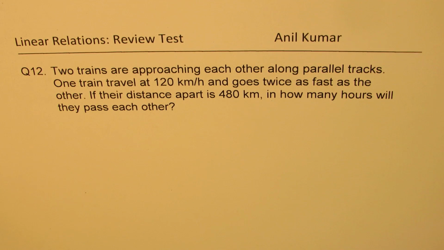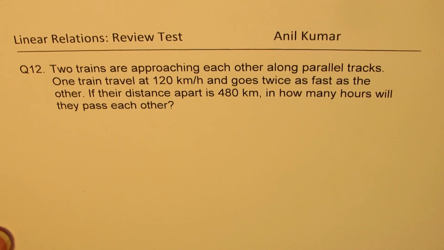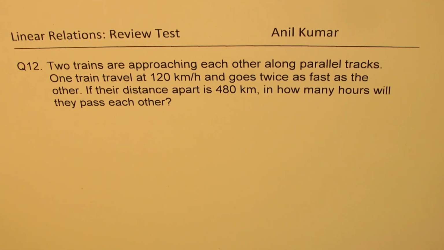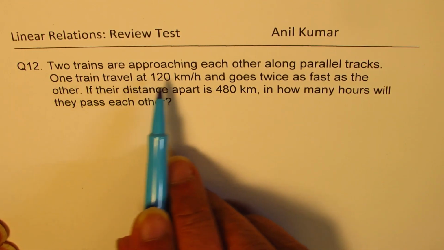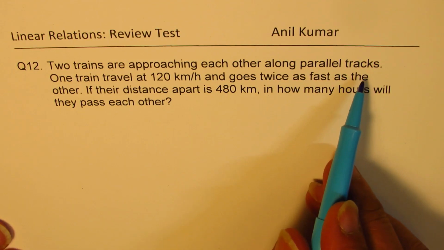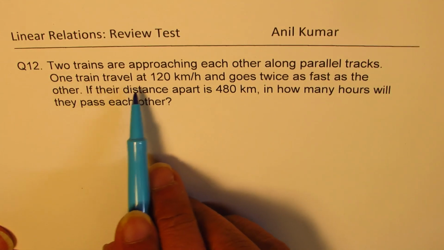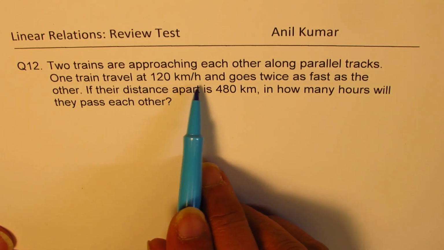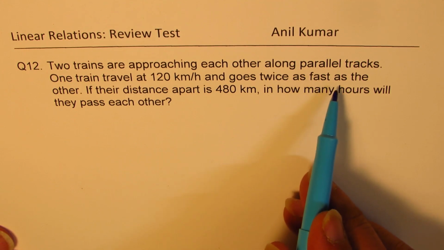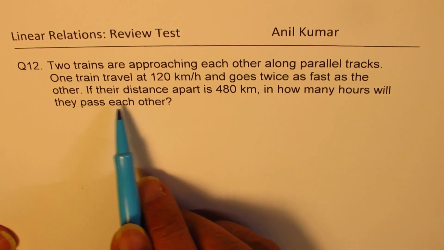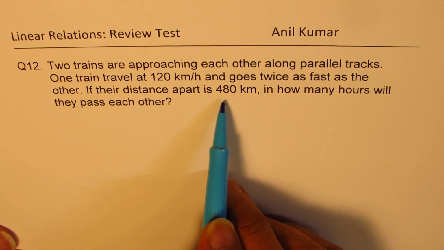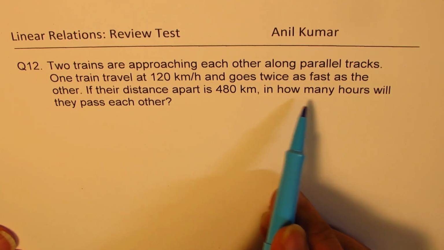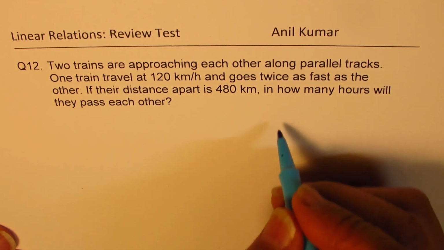Here is the last question of our test on linear relations, where we have learned some basic concepts and then developed linear equations and solved some word problems. The question here is, two trains are approaching each other along parallel tracks. One train travels at 120 kilometers per hour and goes twice as fast as the other. If their distance apart is 480 kilometers, in how many hours will they pass each other?